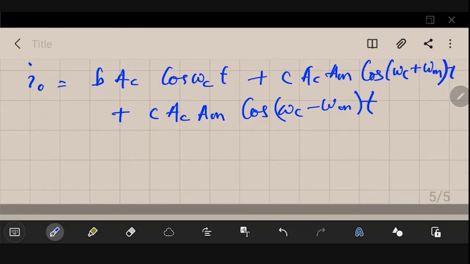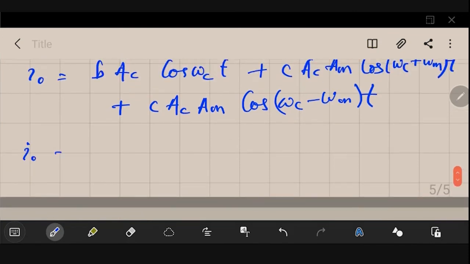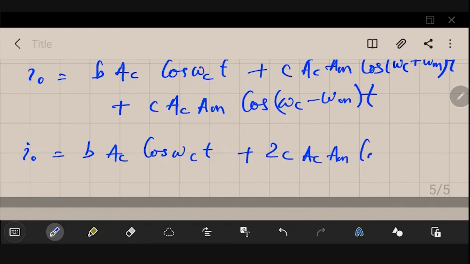So we could now write it in its normal form. Let me write it as I_0. We will again try to write that in its original form, which was 2 cos A cos B. In that form we have to write it. So I can write it as B A_C cos omega_C t, plus 2C A_C A_M. This was its original form. Then we had taken it to a different form, cos omega_C t, then cos omega_M t. So what we did here, that cos (A plus B) plus cos (A minus B), we have expressed again in 2 cos A cos B form.